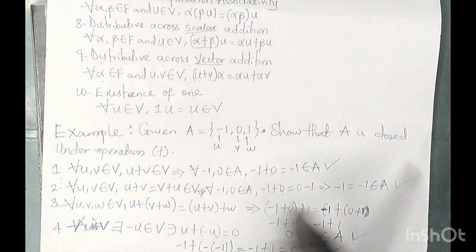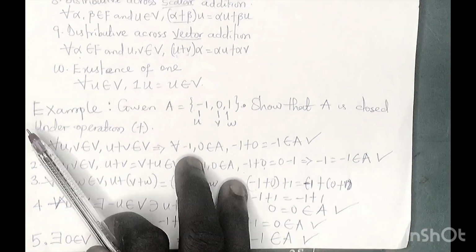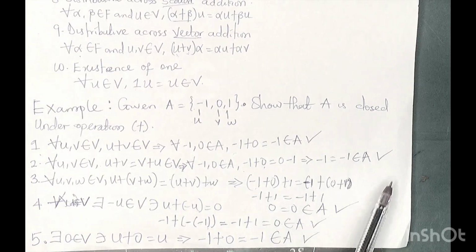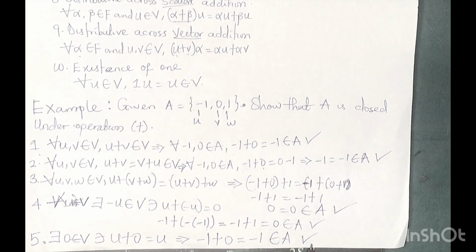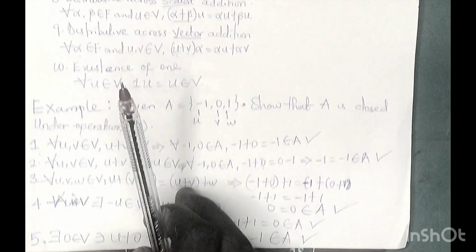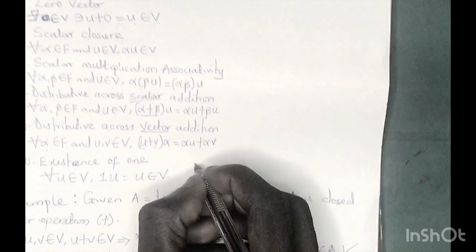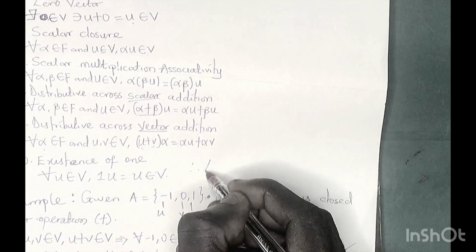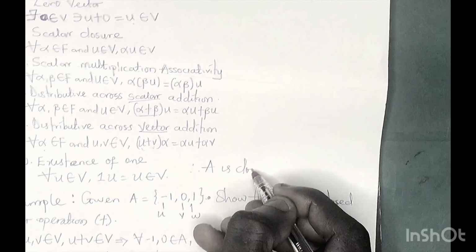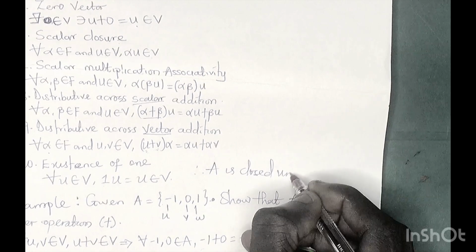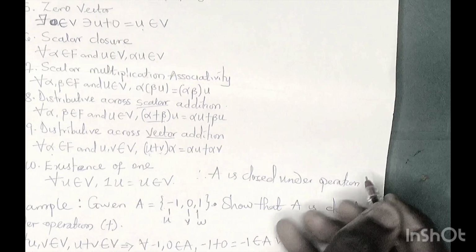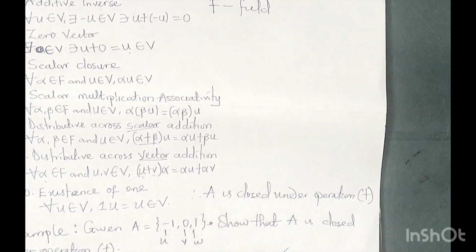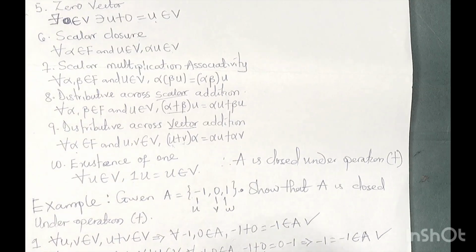Now, what do you notice? You can notice that the first one is satisfied, second is satisfied, third is satisfied, fourth is satisfied, and fifth is satisfied. Therefore, you can now conclude and say, therefore, the set A is closed under the operation of addition. So with this, you will be able to get your full mark.